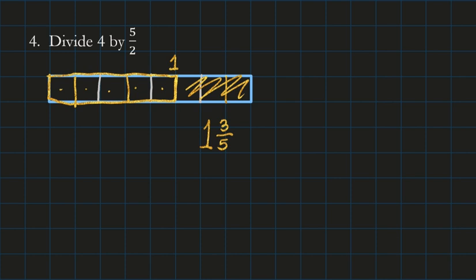In other words, 4 divided by 5/2 is the same thing as 4 times 2/5, which gives you 8/5, which gives you 1 and 3/5.